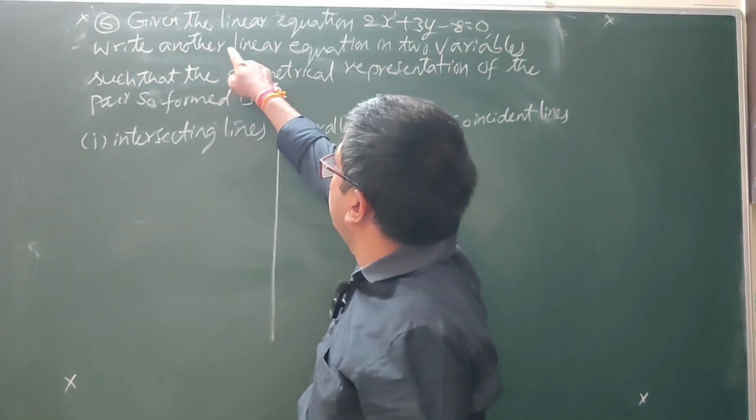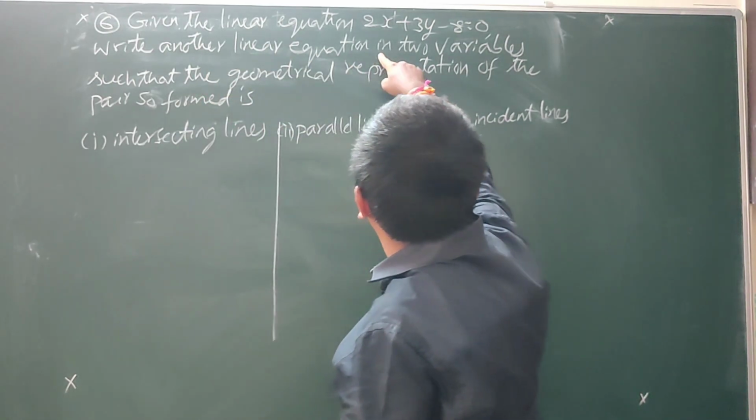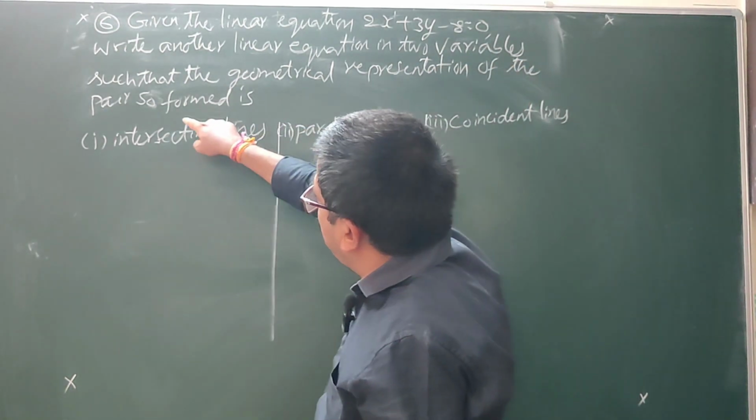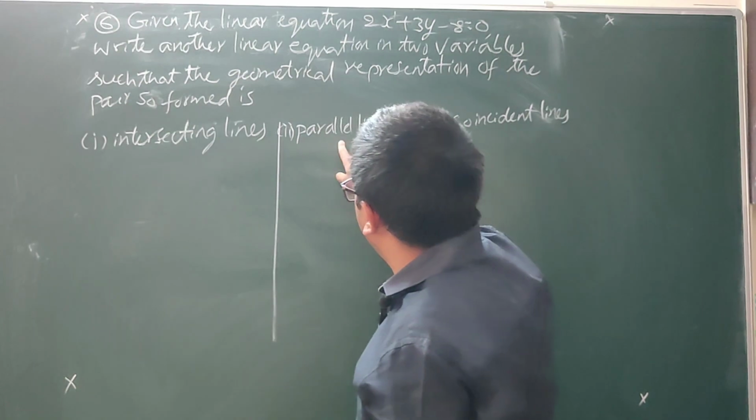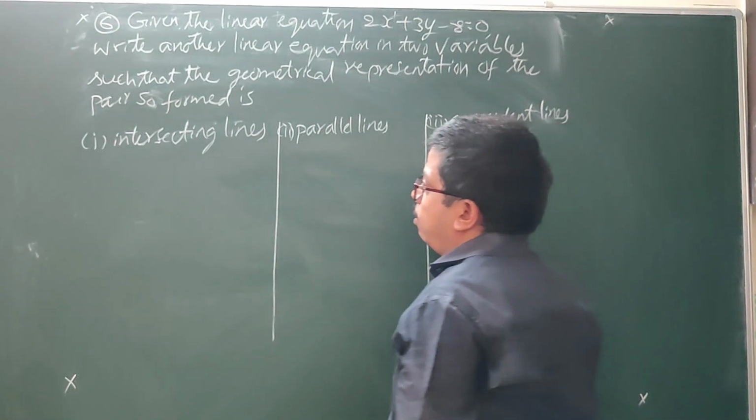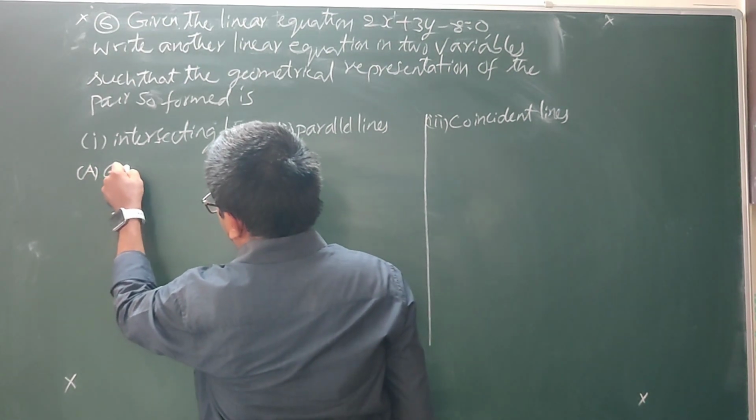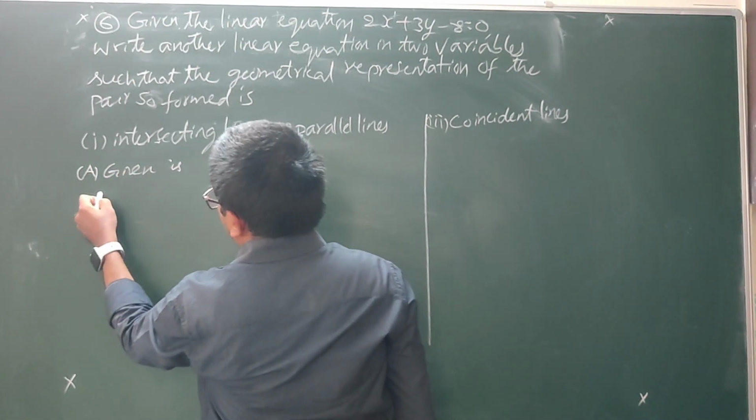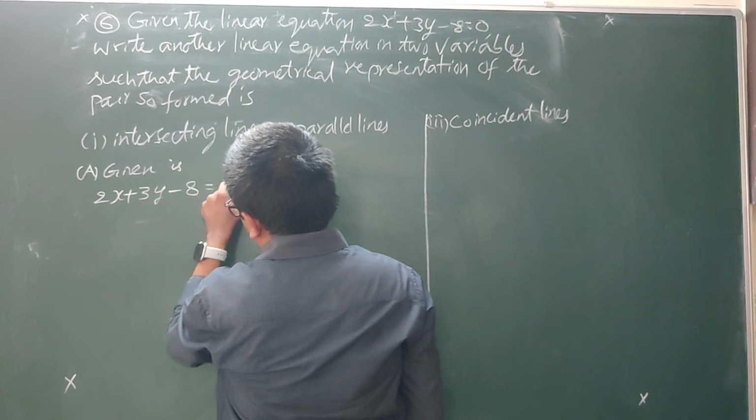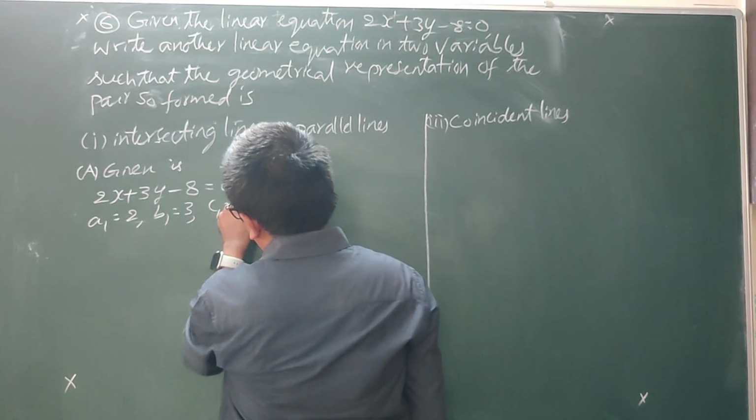So, sixth question. Given the linear equation 2x plus 3y minus 8 equal to 0, write another linear equation in two variables such that the geometrical representation of the pair so formed is first, intersecting lines, second, parallel lines, third, coincident lines. Geometrical representation means representation of graph. So here first, intersecting lines. First of all, let us see the given one. Given is 2x plus 3y minus 8 equal to 0, a1 equal to 2, b1 equal to 3, c1 equal to minus 8.